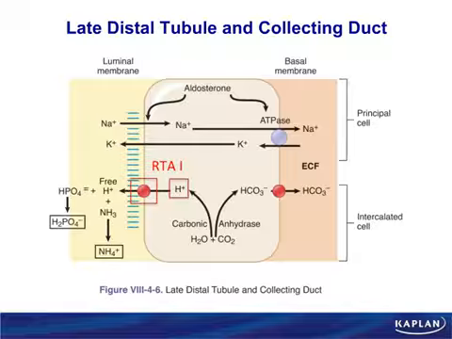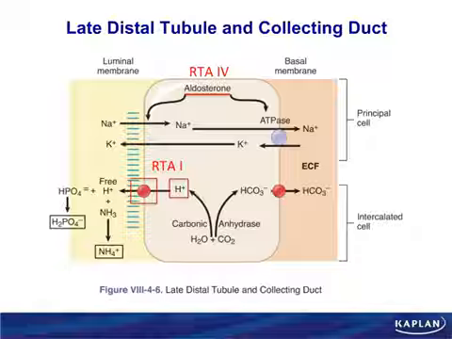So a type 4 RTA. Type 4 RTA is also known as hypoaldosteronism. Think about what would happen in low aldosterone states. In low aldosterone states, you would not be able to secrete potassium. So now you would get hyperkalemia. So in low aldosterone states, you would lose the ability to secrete potassium. So you would get hyperkalemia.